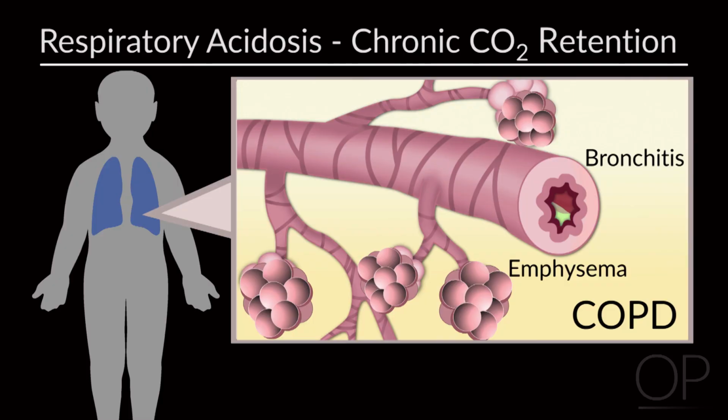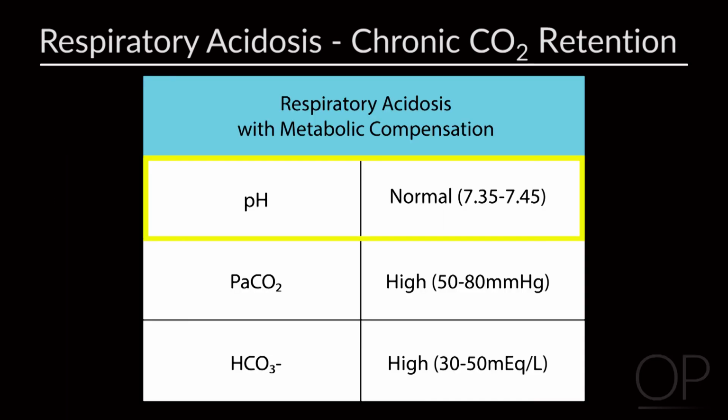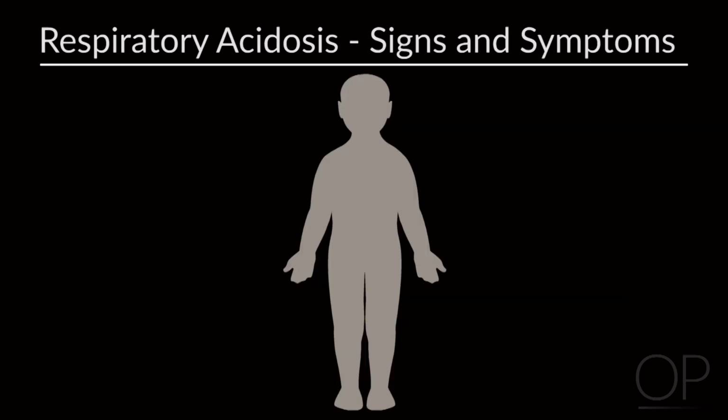The most classic and common example of chronic and fully compensated carbon dioxide retention is the adult with chronic obstructive pulmonary disease or former premature babies with bronchopulmonary dysplasia. These patients will have a normal blood pH, CO2 levels in the 50s to 80s with a bicarbonate level in the 30s to 50s. The signs and symptoms of respiratory acidosis include the following.